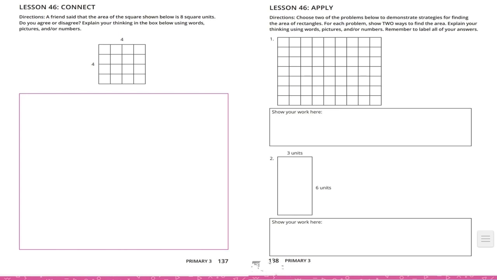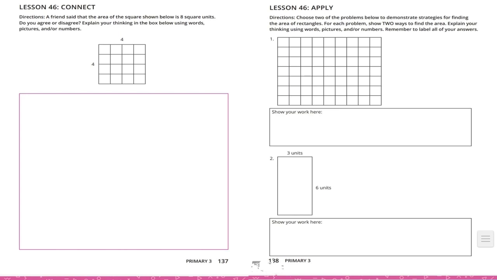Here, we have a shape. It has 4 squares in each column and 4 squares in each row. We have 4 and 4. So it has equal sides. This shape is called what? If we have equal sides, it's a square. Yes, it's a square.